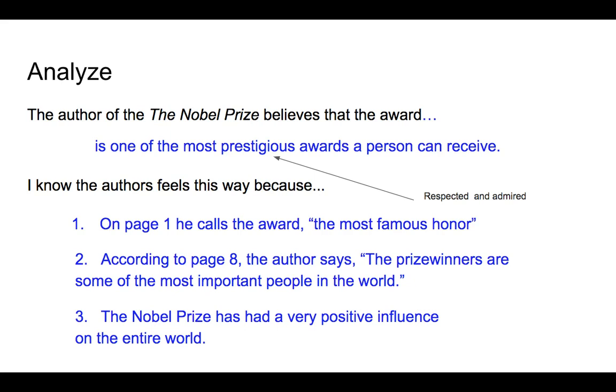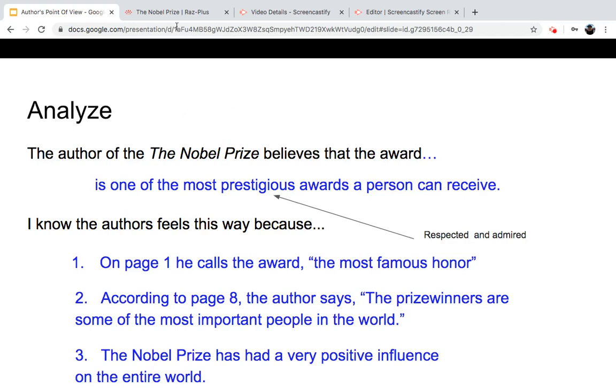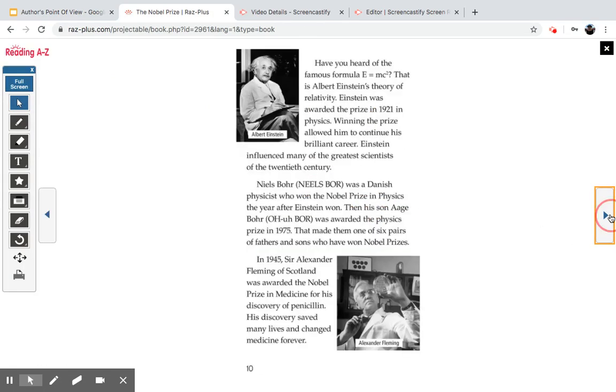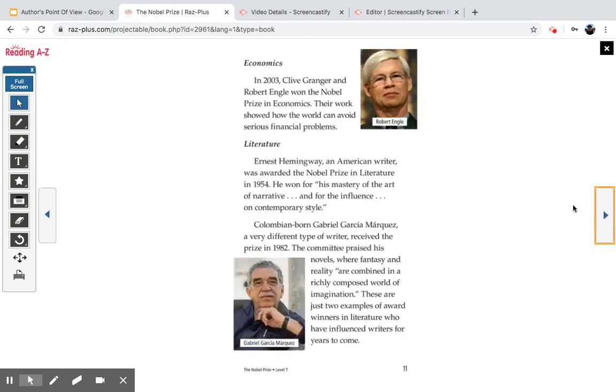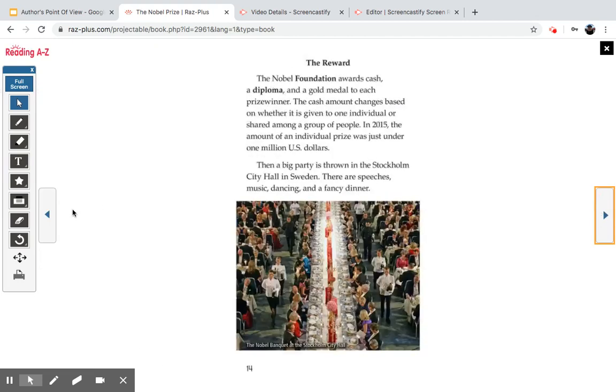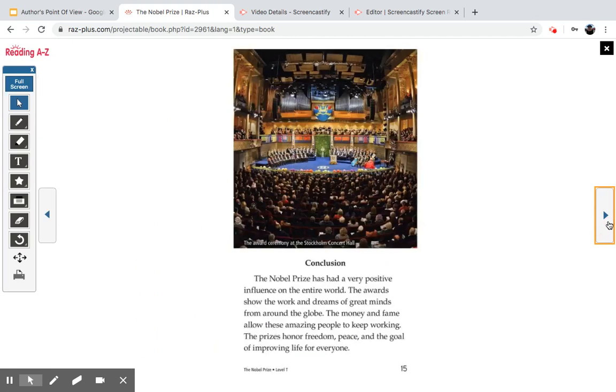He proved this with his history of it, and then of telling me and giving me examples of all the important people who have won the award. If we go back to his book, you can see for yourself. He's named many important people who have won the award and what they've done with the prize money and the work they've continued to do. His conclusion really seals the deal here. The Nobel Prize has had a very positive influence on the entire world.